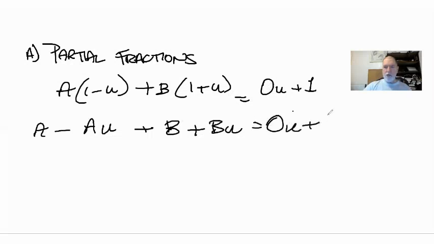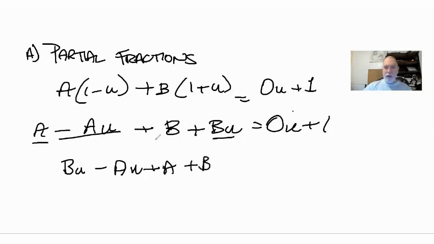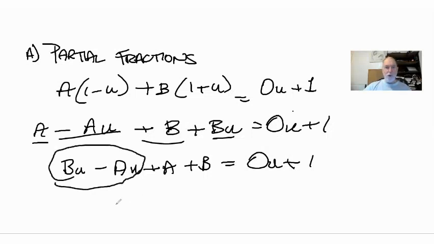Let's write it out again. It's short. All right, and now let's gather our u's together. So we've got Bu minus Au, plus A plus B, equals 0 times u plus 1. So that means B minus A equals 0. So B equals A. Ding, that's our first thing that we know.